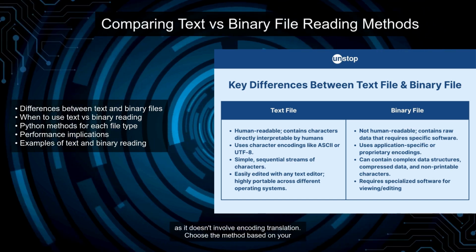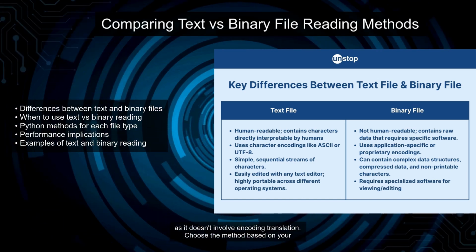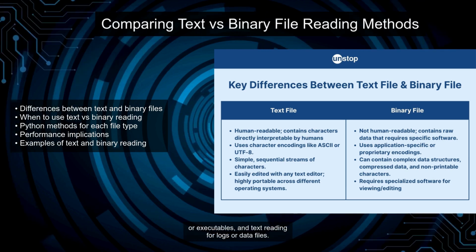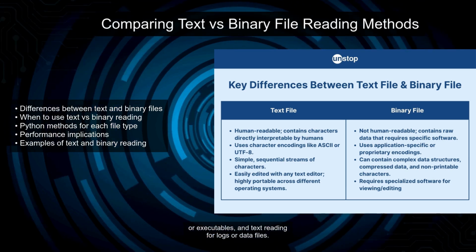Binary reading is faster as it doesn't involve encoding translation. Choose the method based on your file type and processing needs. For instance, use binary reading for images or executables, and text reading for logs or data files.